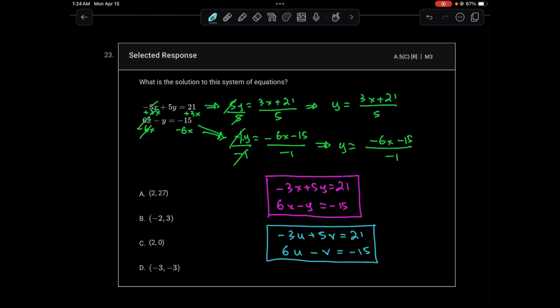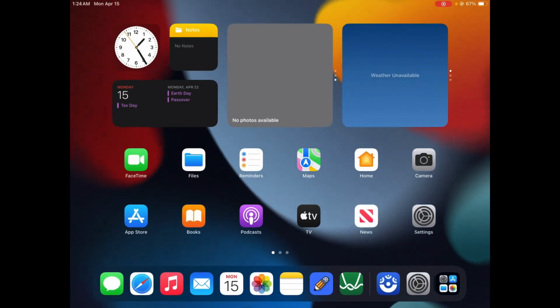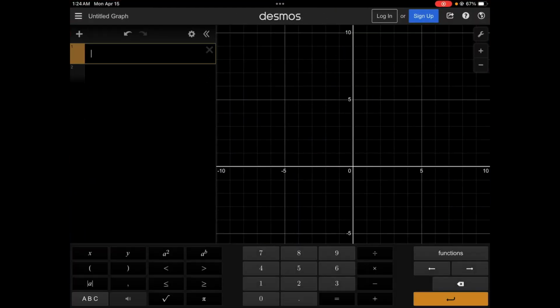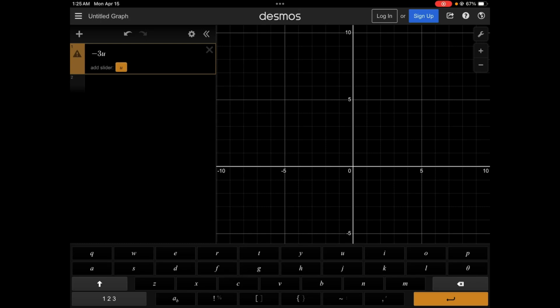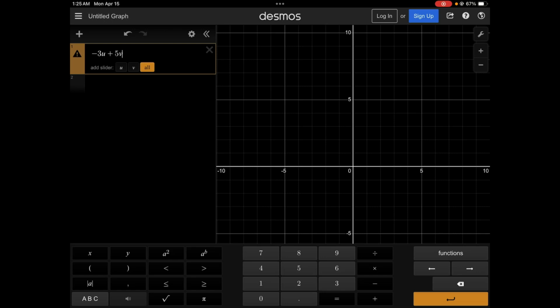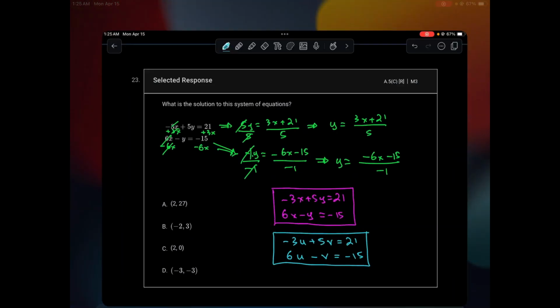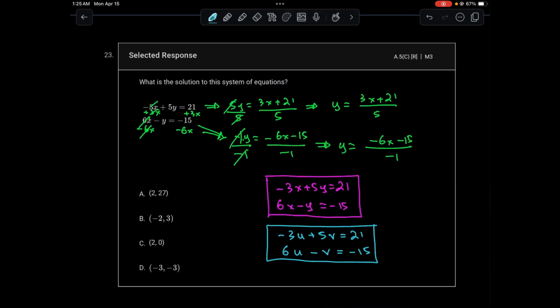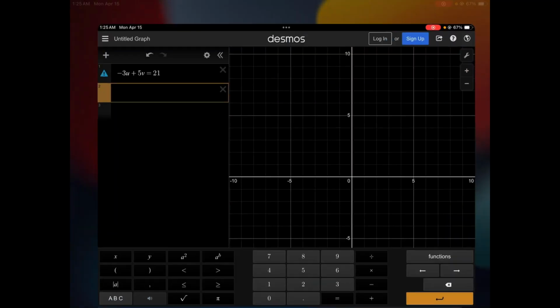If you do it this way, then the graphing calculator is going to plug it in for you. So let's put negative 3u plus 5v equals 21. Negative 3u plus 5v equals 21. U, there's nothing special with u and v. You can choose A, B, C, D, anything. Okay, now we're going to do the other one. 6u minus v equals negative 15.